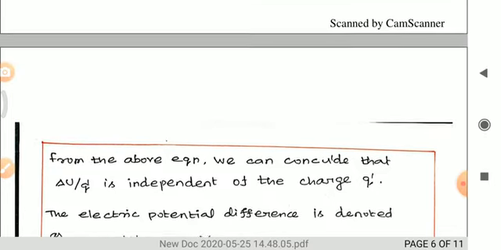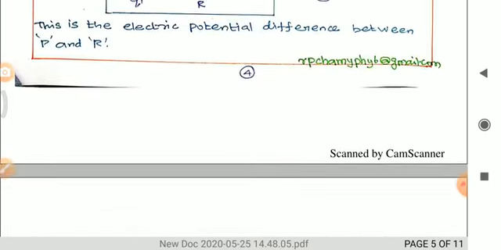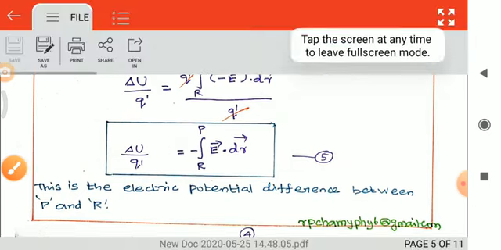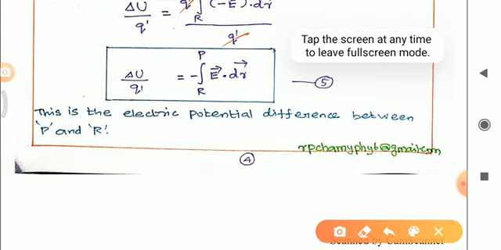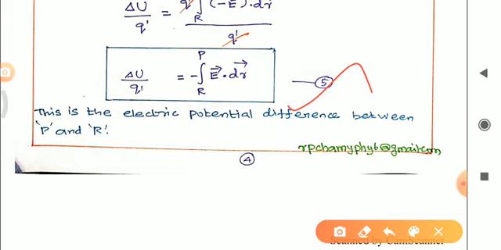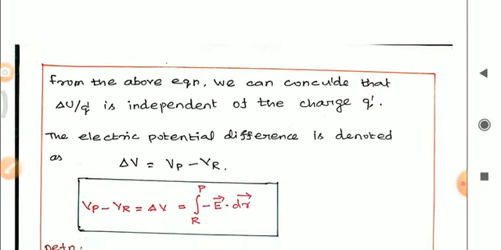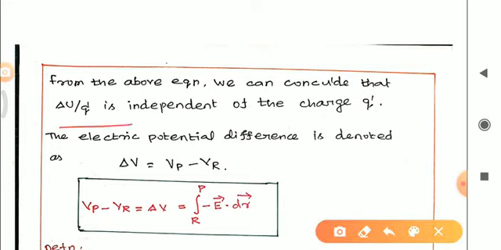Now what is it? Del u by q dash is equal to minus integral r to p of E vector dot dr vector. From this we can see that on the right hand side there is no charge. That's why, from this equation number 5, it is concluded that since there is no charge, del u by q dash is independent of charge q dash.